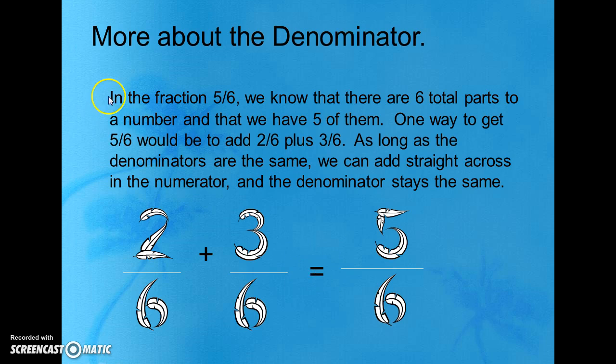So what about the denominator? So in the fraction 5/6, we know that there are 6 total parts to a number, and we have 5 of them, just like I was saying. And one way to get 5/6, if we needed an addition problem, you could do 2/6 plus 3/6. That means 6 is the common denominator going all the way across, and then you just add your numerators, add straight across there. Remember, you can only do that if the denominator is the same.